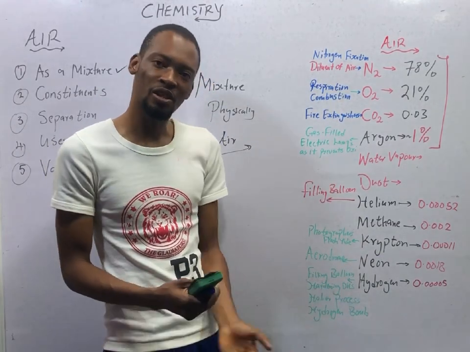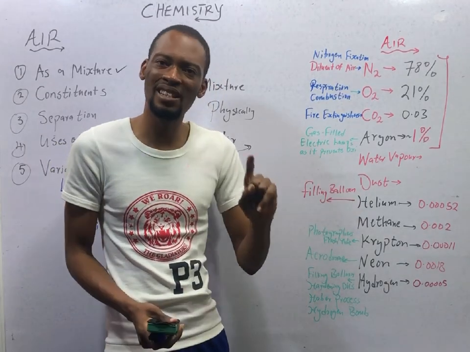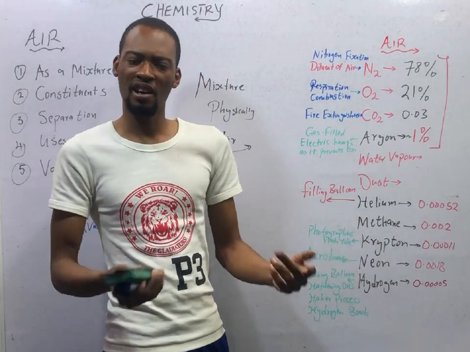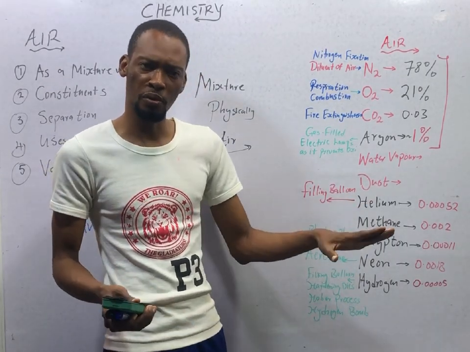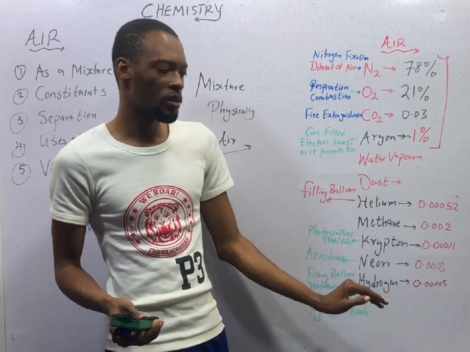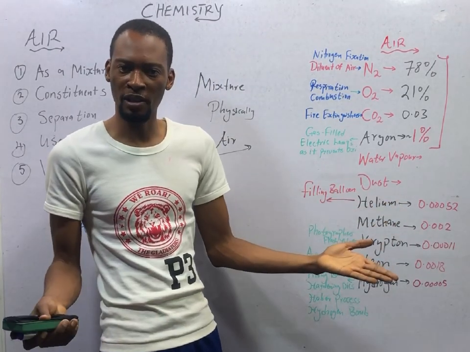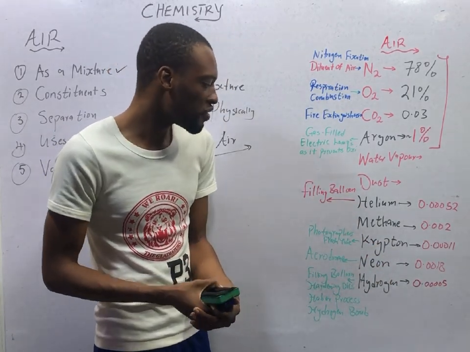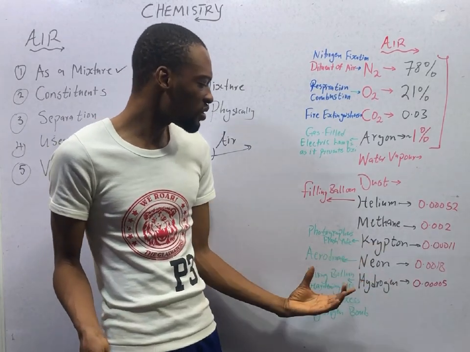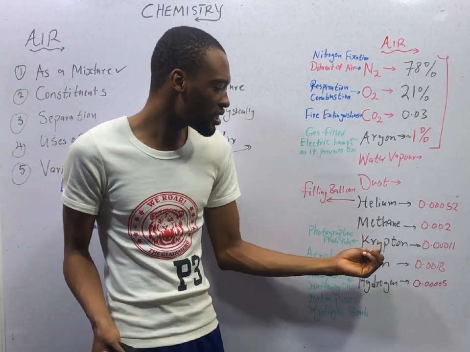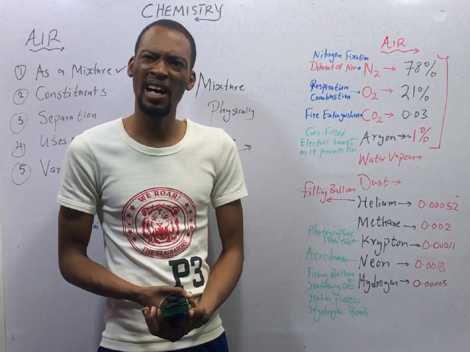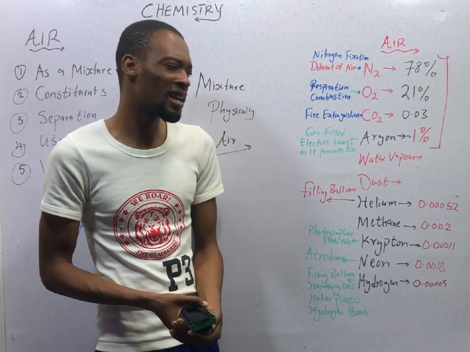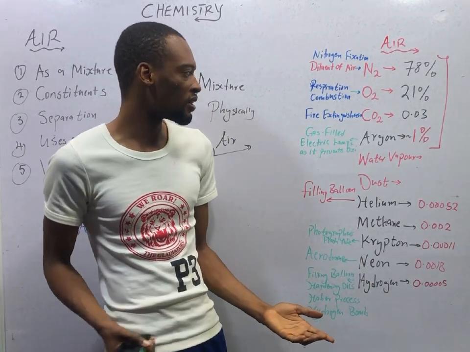Although hydrogen and helium are used in filling balloons, helium is preferred to hydrogen because helium is very light, hydrogen is very light. However, helium does not support combustion, but hydrogen is flammable. So helium will give you a more stable balloon to avoid hazard. Helium is therefore preferred to hydrogen for filling balloon. Neon is used in aerodrome and krypton is used in photographer's flash tube. Methane is the most abundant constituent of natural gas. It is an organic compound.